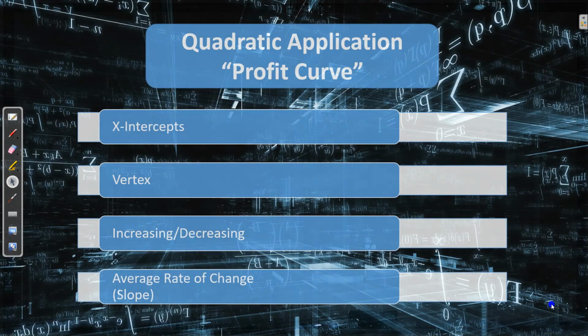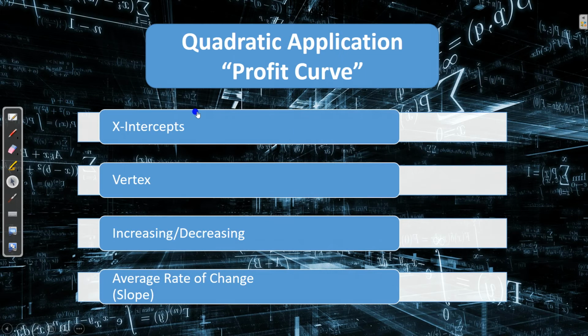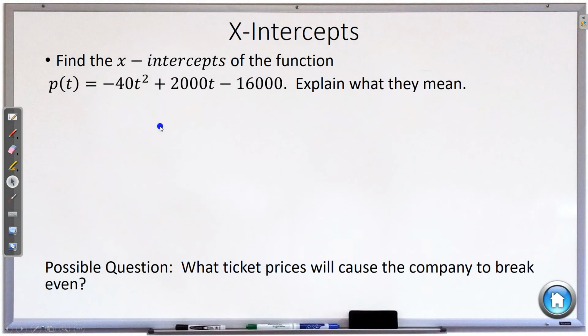So let's get into some of the specifics. Our x-intercepts are the first characteristic we're going to look at in the context of this problem. We have this profit curve. We're going to find the x-intercepts and then explain what they mean. This is a really big equation. I think the best way to do this is just try out the quadratic formula.